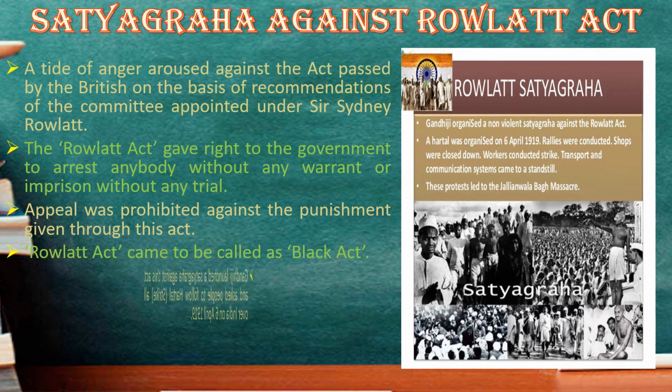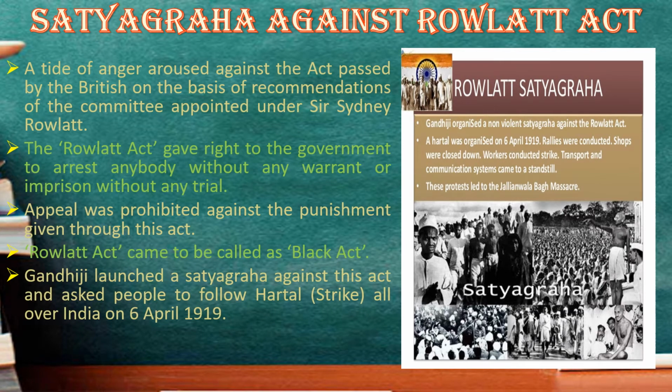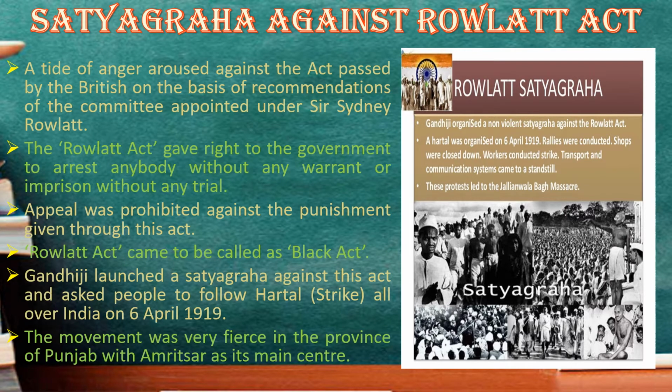But how could our hero Gandhiji allow such injustice to Indians? He decided to launch a satyagraha against this act by asking people to observe complete hartal, that is strike, all over India on 6th April 1919. Indians responded to this appeal on a large scale, children. But the movement was very fierce in Punjab, especially in its city Amritsar, which became its main center. Let us study about the measures that were adopted by the British to suppress this satyagraha.